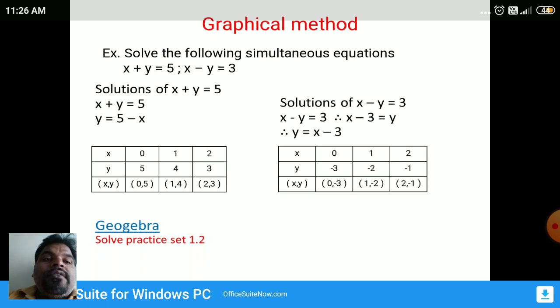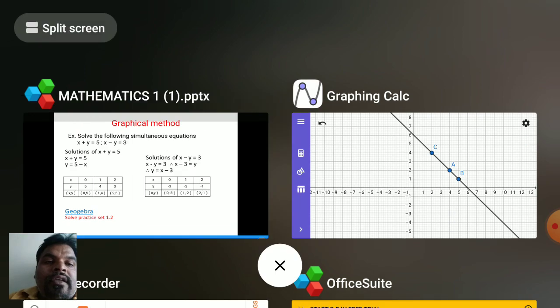First we draw the graph of the first equation. The solutions are 0 comma 5, second solution 1 comma 4, and third solution is 2 comma 3. Now using GeoGebra, draw the graph of this equation.